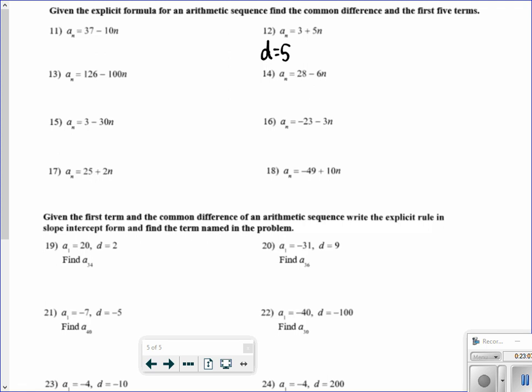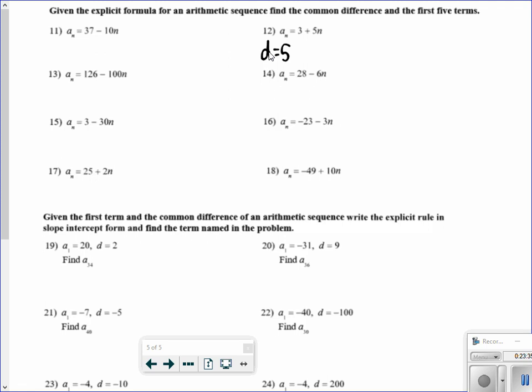8. Not 3. 8 would be correct. Why is it not 3? 3 is the y-intercept. What is x when you have a y-intercept? 0. You don't have a 0 position in a sequence. So when you start a sequence, you have the first term in a sequence.